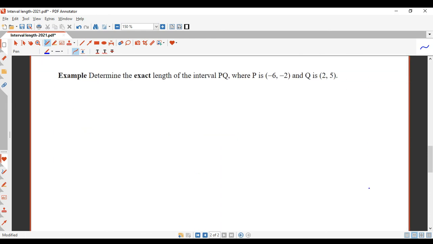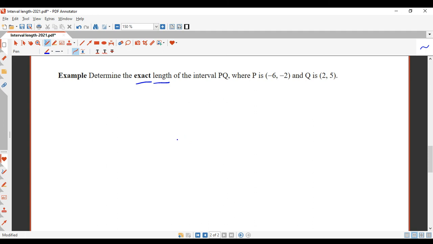Okay. Now, last one, there is no diagram. You have to draw it yourself. So it says determine the exact length. Now, this is the exact length. So no decimals. Well, it could be a decimal. Depends on the question, of course. But it's highly likely going to involve a square root.